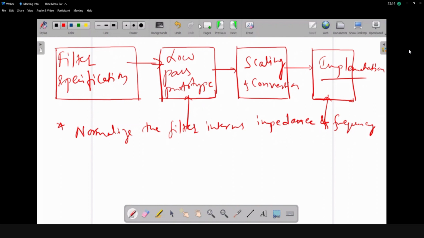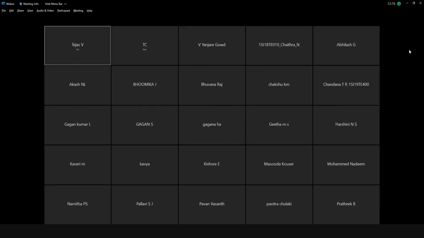So till now, whatever we discussed, is it clear? Any doubt? All of you got it? Okay, then we'll stop here. We are going to design the maximally flat low pass prototype in the next class, with equations and everything, how we can design the low pass filter. Okay, we'll stop here.